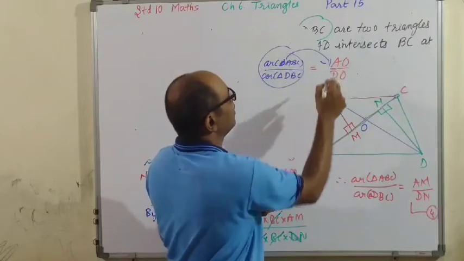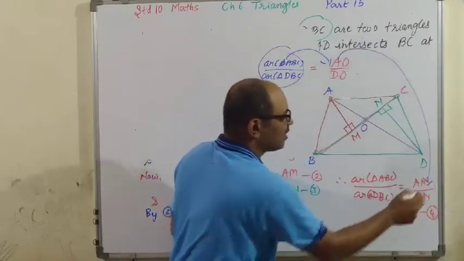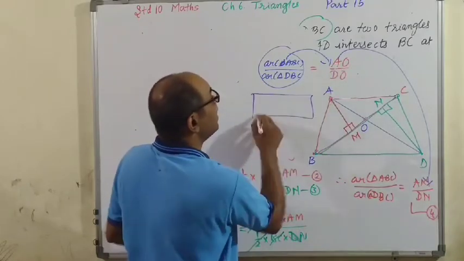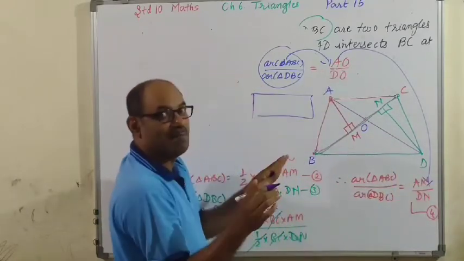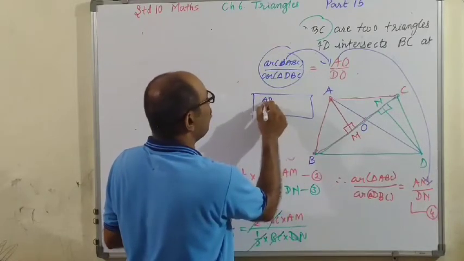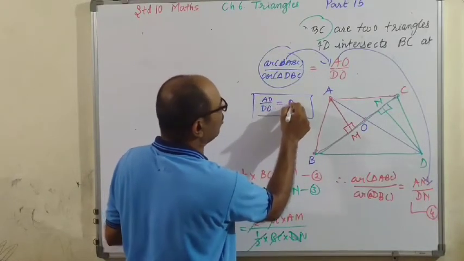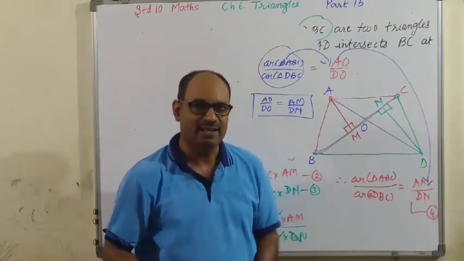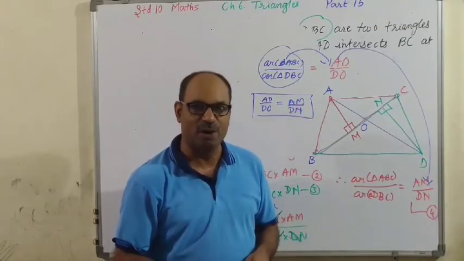So you got this. We need this. But instead of that, we got this. So the two have to be equal. If these two become equal, the work is done. Now see, AO upon DO is equal to AM upon DN. That is our next destination, our next thing that we need to prove.